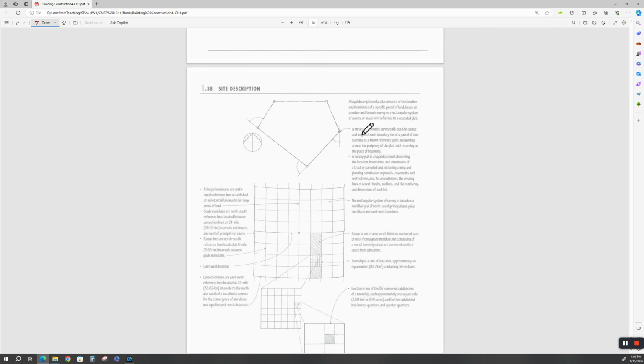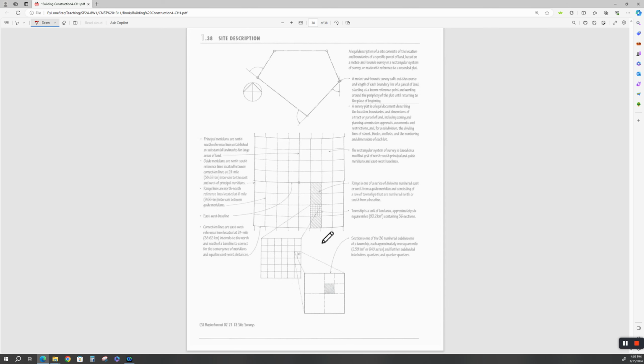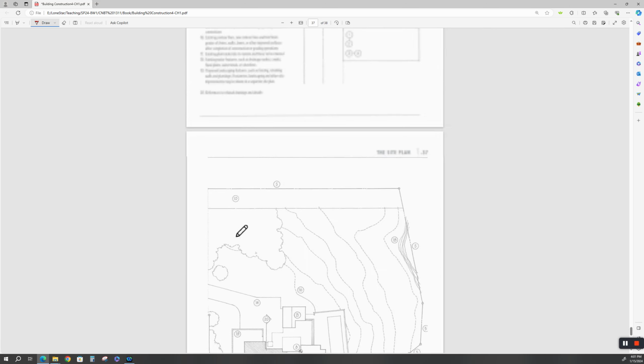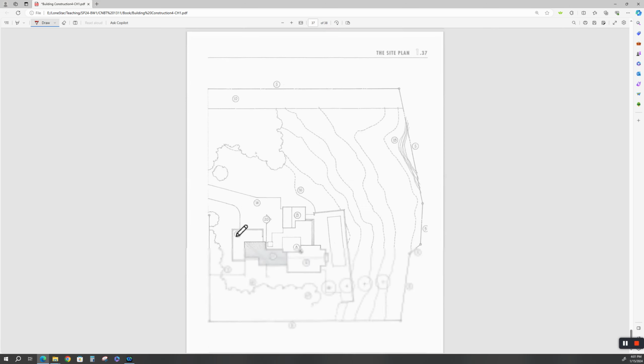All right. And this talks about the legal descriptions and the rectangular survey system of surveying, and we're not going to go into that. It talks about what a section is. All right. And that sort of stuff. Principal meridians are north, but it gives you kind of an idea of what surveyors do and go through. Now let's look at 20.